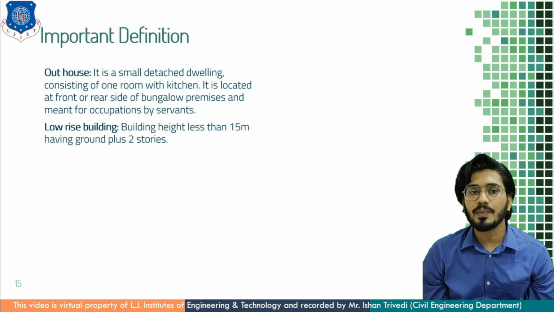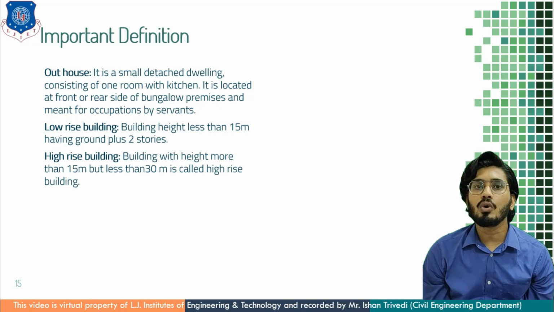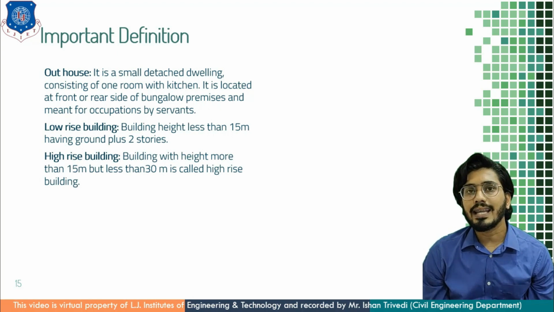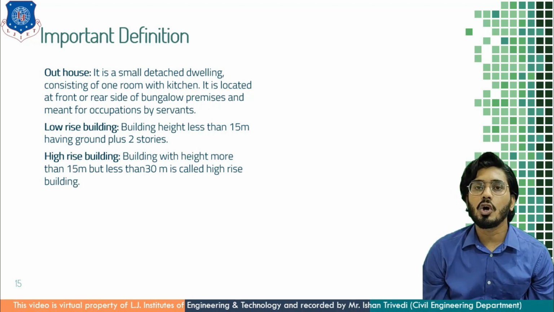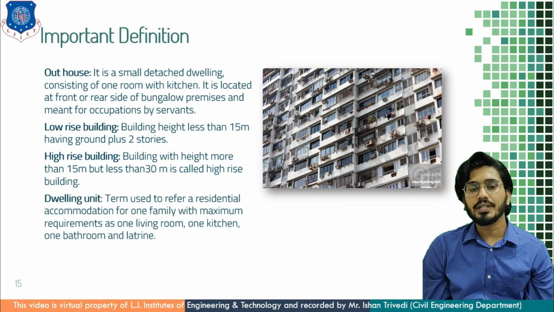Next is low-rise buildings. A building with height less than 15 meter, having ground plus 2 story, is called a low-rise building. High-rise building: a building with height more than 15 meter but less than 30 meter is called a high-rise building. Next is a dwelling unit.